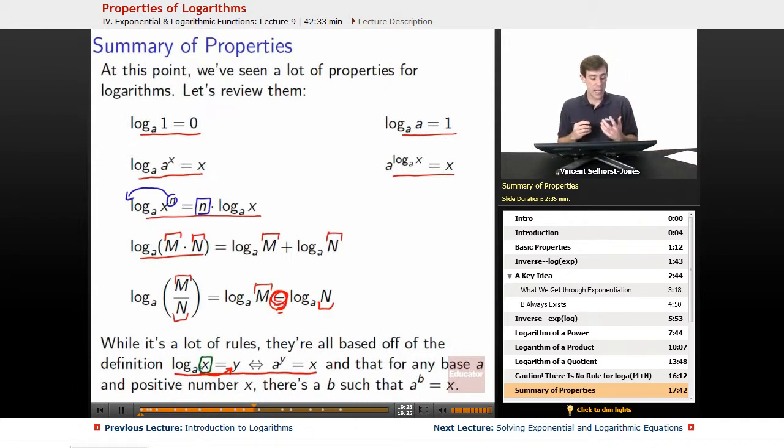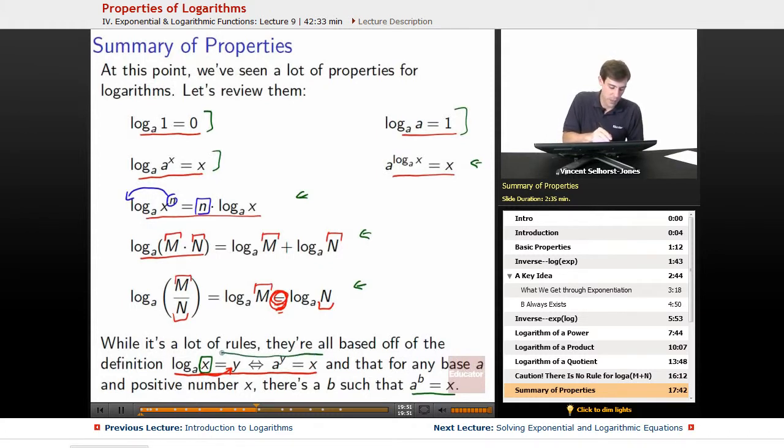And for any base a, we also figured out this key idea that for any positive number x, there was a b that allowed us to get to that x. A to the b equals x, for any x that we wanted to get to. So these two ideas, you can put them together and figure out pretty much any one of these things right here. These ones are all just coming off of the basic definition right from the beginning. But if you take that key idea as well, you can figure these out.